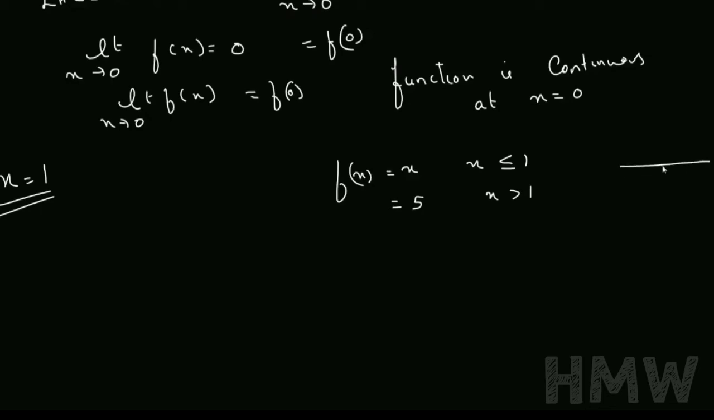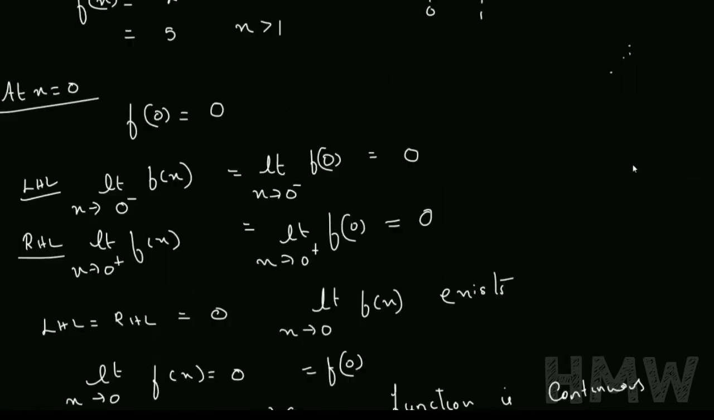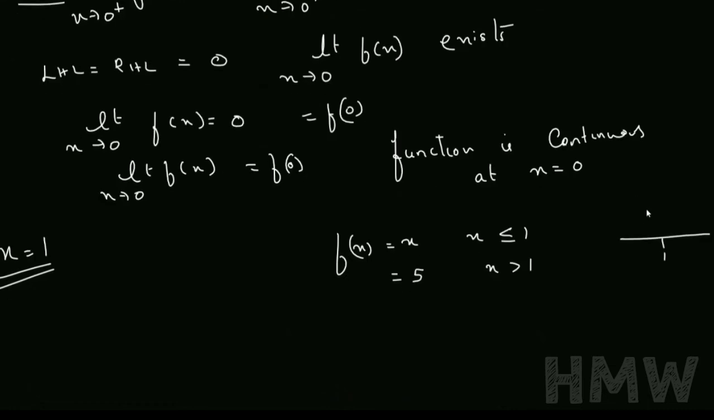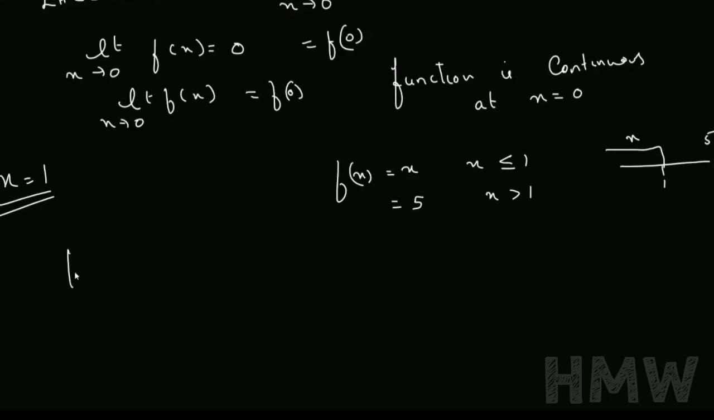So once again, at 1 it is defined. Less than or equal to 1, including 1, the function is identity function. Right of 1, the function is 5. So first we have to check f of 1. So what is f of 1? At 1, including 1, less than or equal to 1, the function is identity. What is an identity function? If it is x, you write x. So if it is 1, you write 1. So f of 1 is 1. Okay, the function is defined. F of 1 is 1.